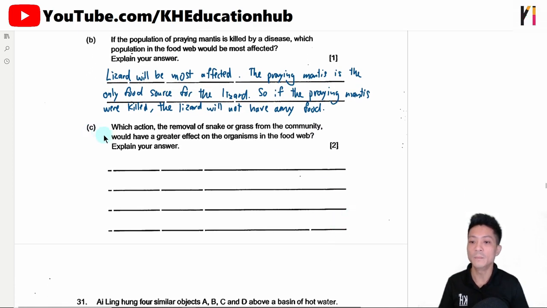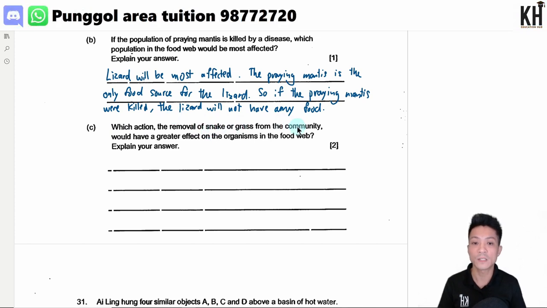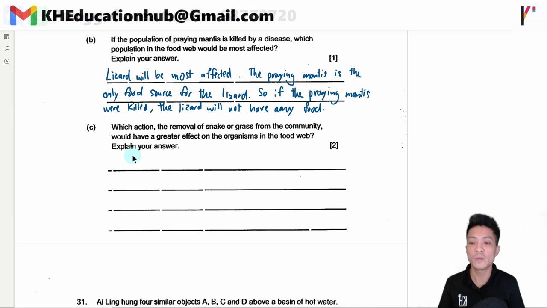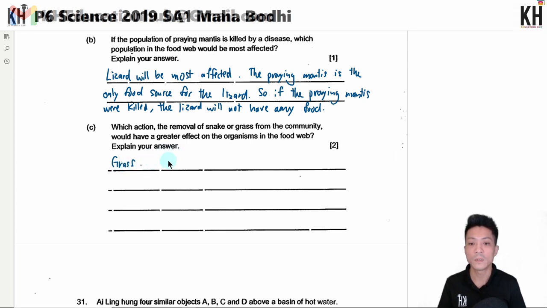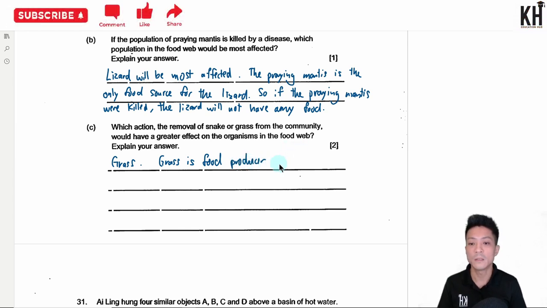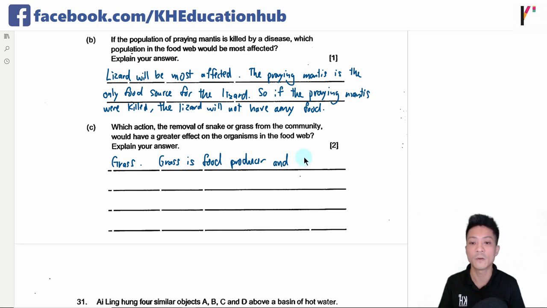Okay, part C. Which action, the removal of snake or grass from the community, would have a greater effect on the organisms in the food web? Explain your answer. So, the removal of the grass will have a greater effect on the organisms. That is because grass is a food producer, and all the organisms in the food web will depend on it directly or indirectly for food.